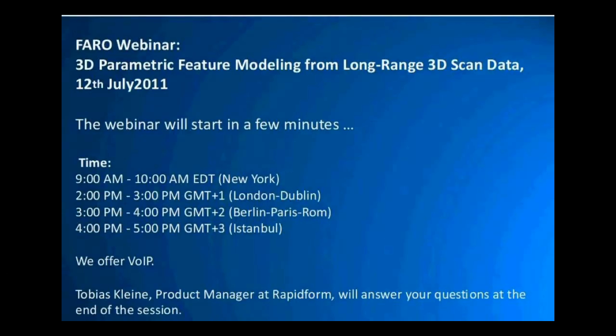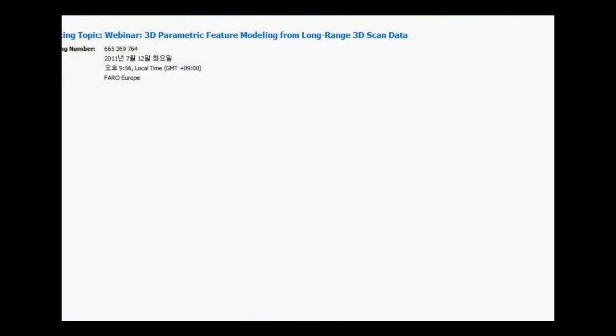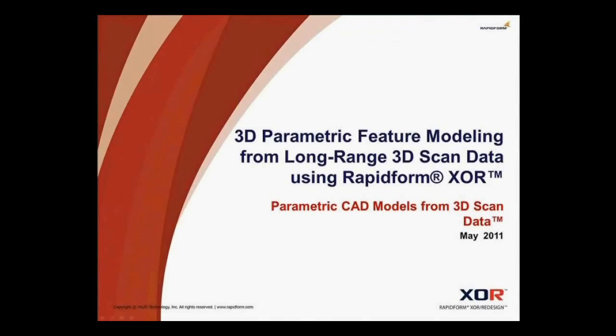I want to present today how we can make a parametric reverse engineering of long-range scanner data from FARO. First of all, I'd like to show a presentation about what kind of application we have in that field. So now you can see the first slide of our presentation: 3D parametric feature modeling from long-range 3D scan data using Rapidform XOR, parametric CAD models from 3D scan data.